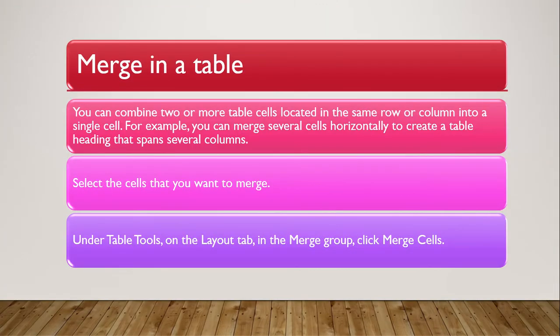Merge in a table. You can combine two or more table cells located in the same row or column into a single cell. For example, you can merge several cells horizontally to create a table heading that spans several columns. Select the cells that you want to merge. Under Table Tools on the Layout tab in the Merge group, click Merge Cells.